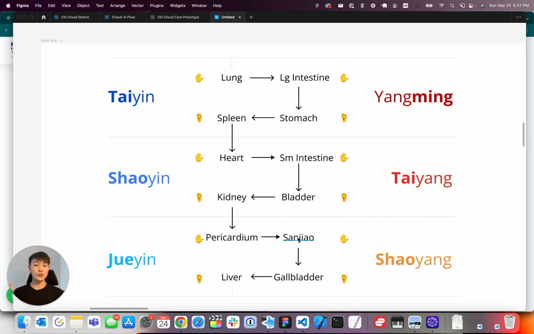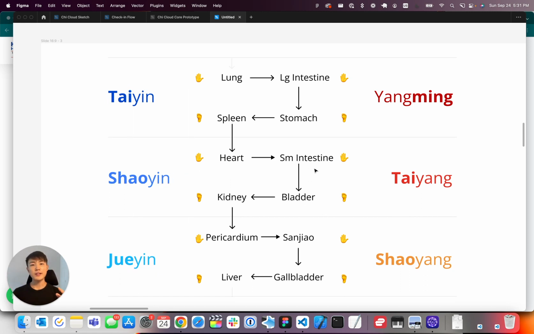So now let's go over one more example. We have the kidney meridian. So what should this be? The kidney meridian is the kidney meridian of foot shao yin. So that's how we name channels in Chinese medicine.